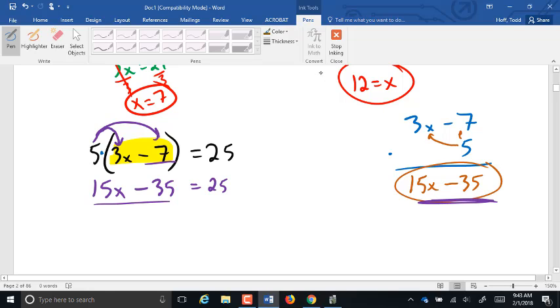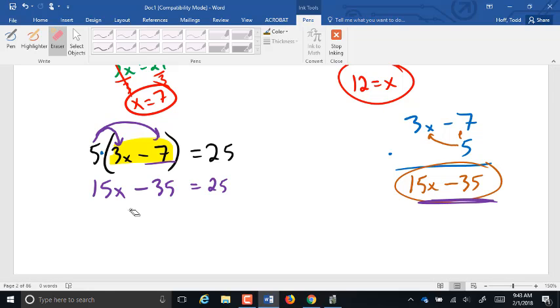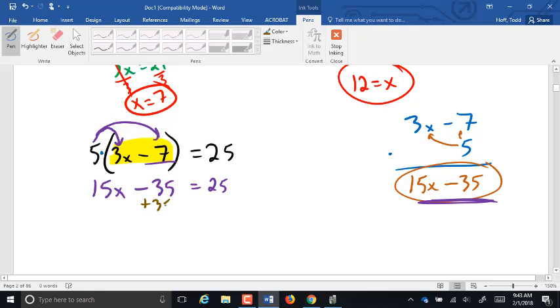Now, we have that 15x minus 35 equals 25. We have the variable down to appearing only once. There's nothing more that we can combine or simplify. Now we can start to solve. What do we do first? Add the 35. So 15x equals 60. And then divide by the 15. Perfect. So x equals 4.